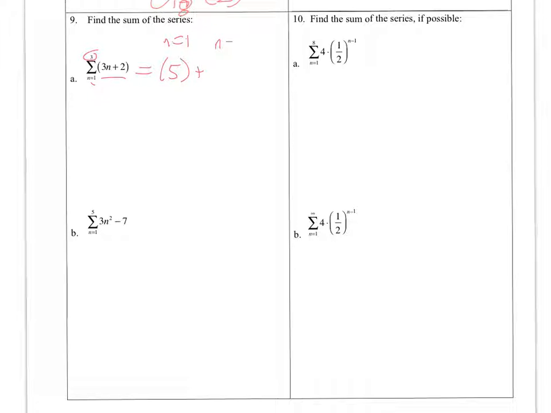For n equals 2, 3 times 2 is 6, plus 2 is 8. And for n equals 3, 3 times 3 is 9, plus 2 is 11. And all I'm doing is adding these 3 pieces up. 5 plus 8 is 13, plus 11 is 24.